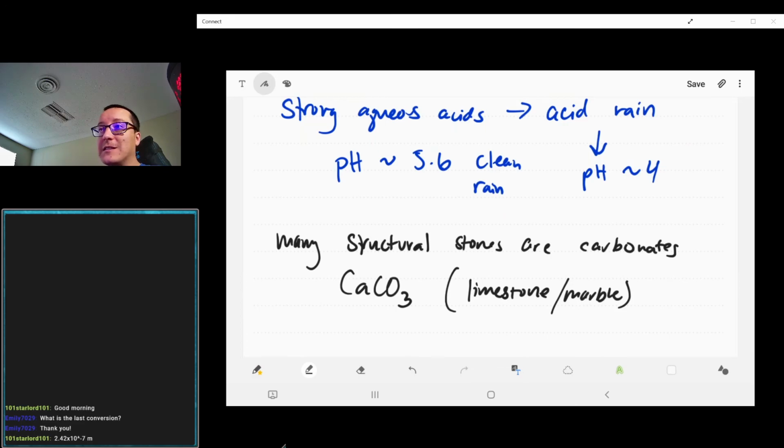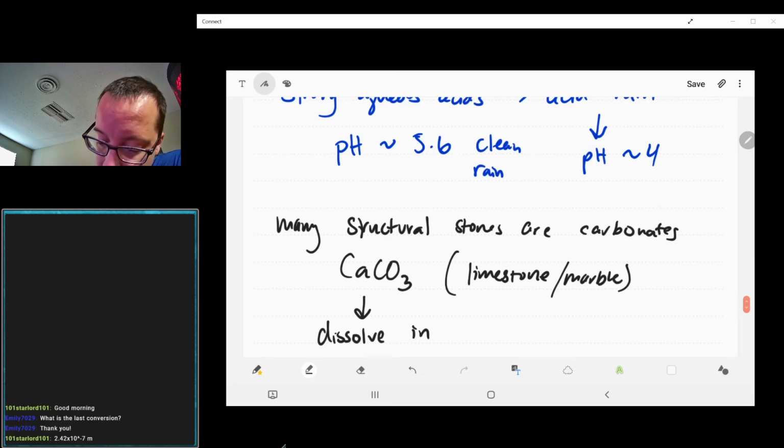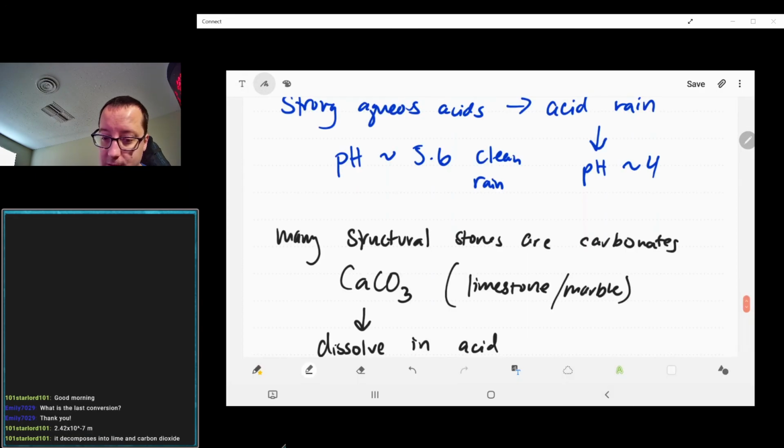And so we're going to see that carbonates, as we saw in the last chapter, normally are insoluble in water, but when you acidify the solution, you can end up reacting away and dissolving your carbonates. And so we see these guys will dissolve in acid, and as a result, you end up with structural damage.